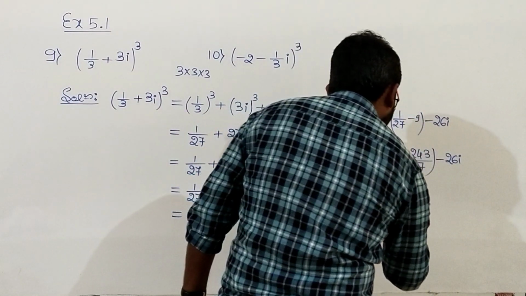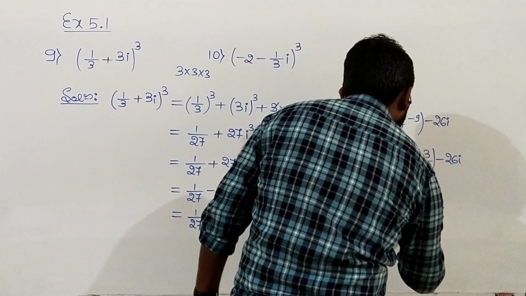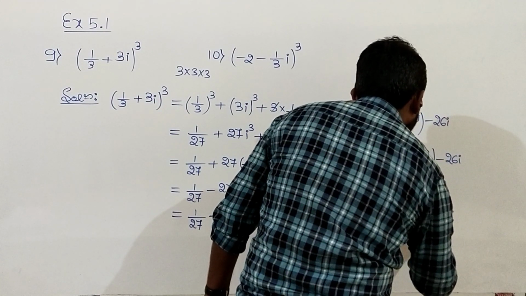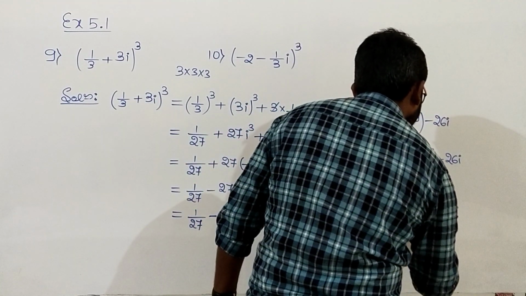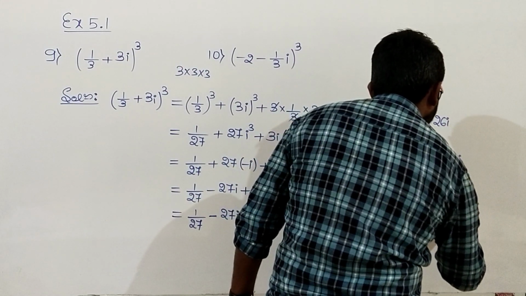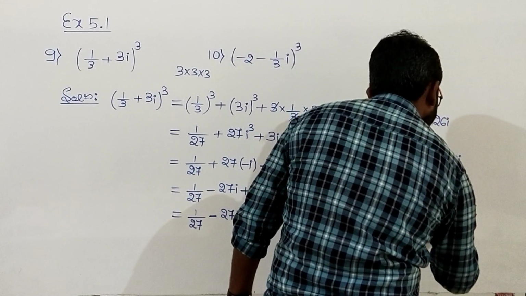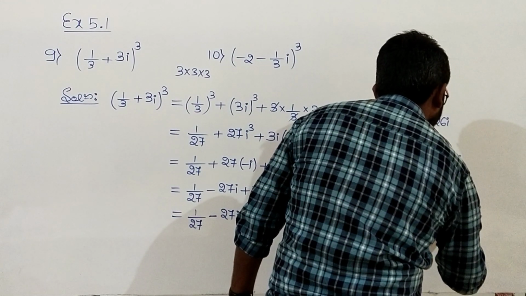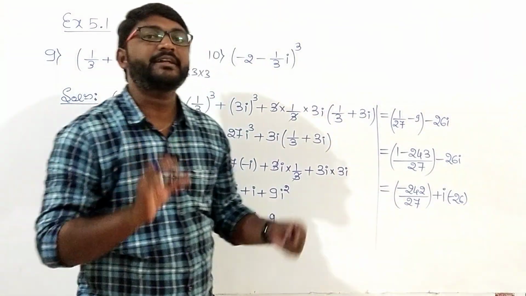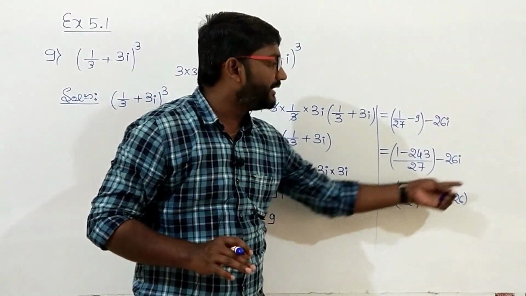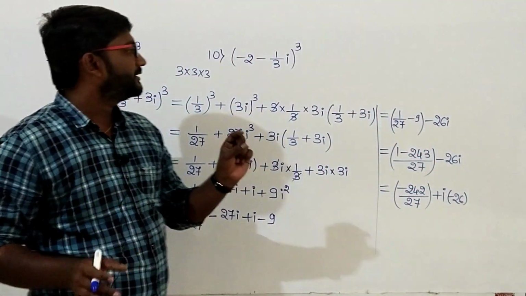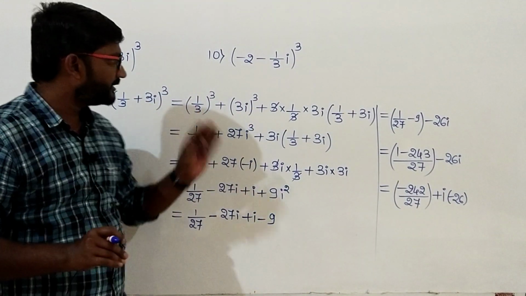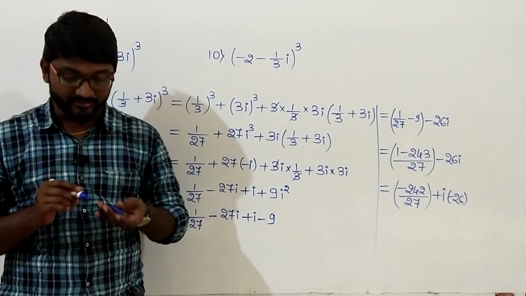Then 1 minus 243 will be minus 242. Minus 242 divided by 27. So here I write plus i into minus 26. See, this is now in the standard form a + ib. So this is all about the 9th problem. Take this screenshot or note this down, and then we'll move on to the 10th problem.